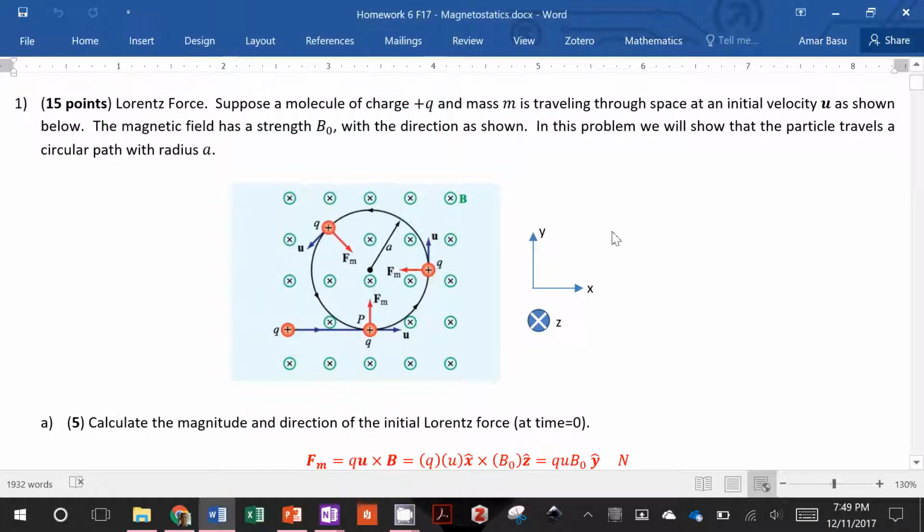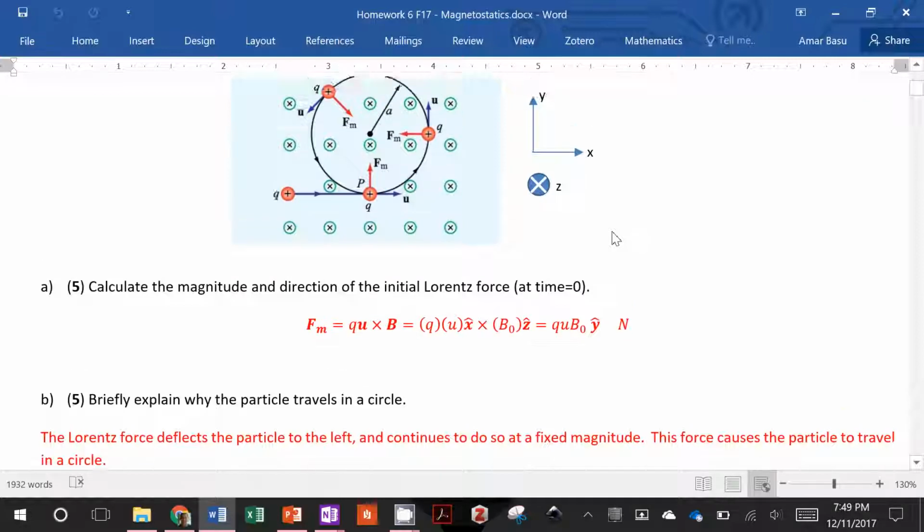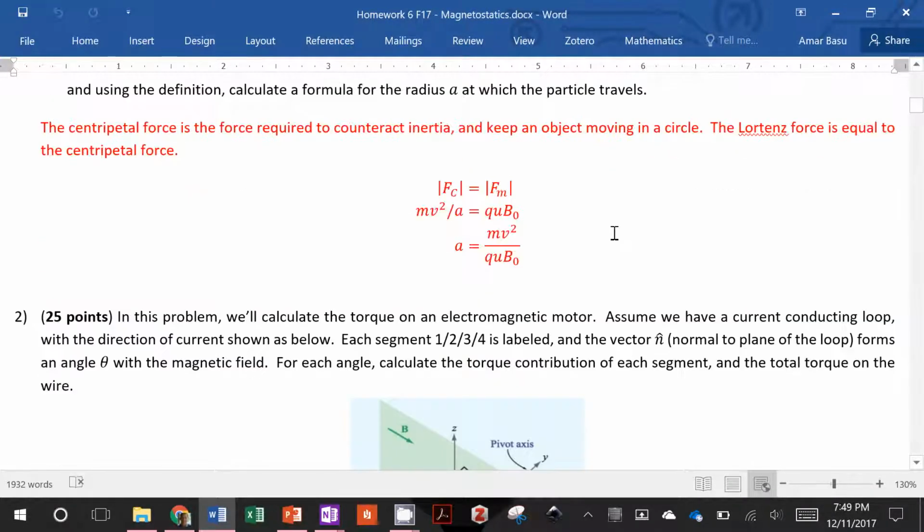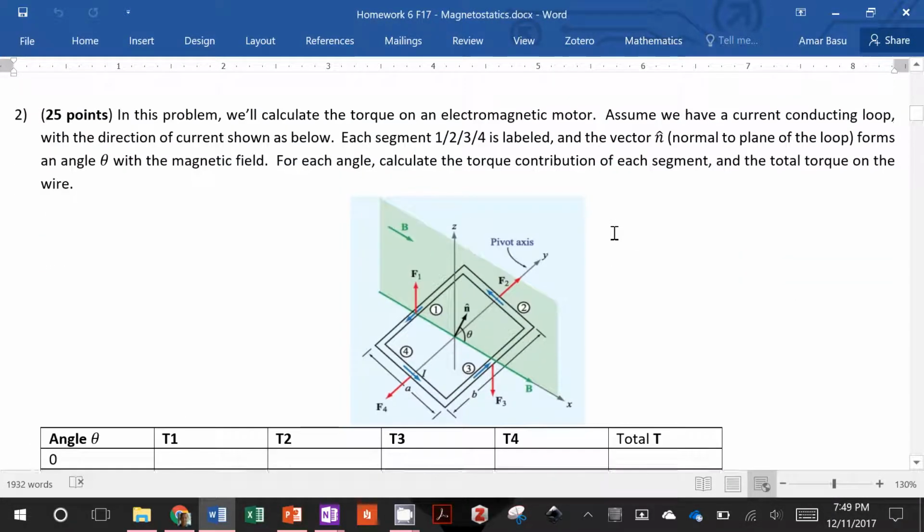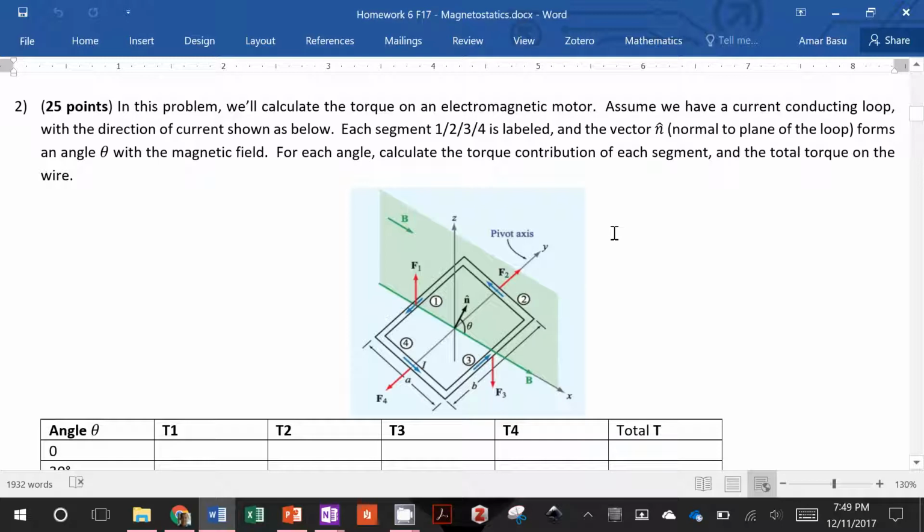Okay, so let's get started on reviewing some of the homework questions. Question two was about calculating the torque on an electromagnetic motor. So this problem involves calculating the torque on an electromagnetic motor.